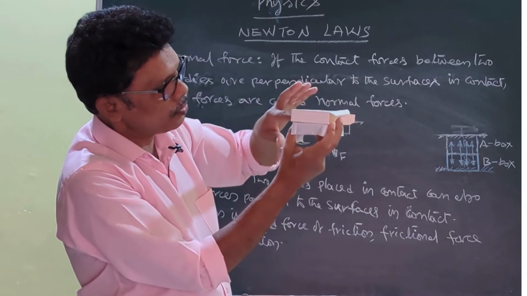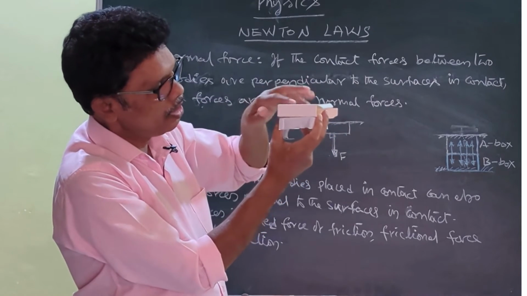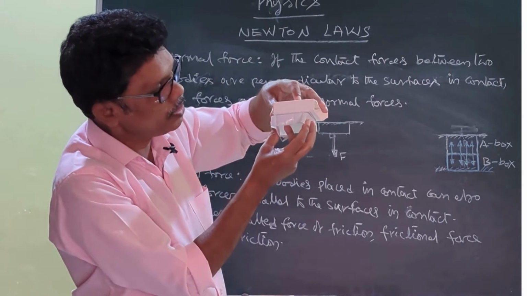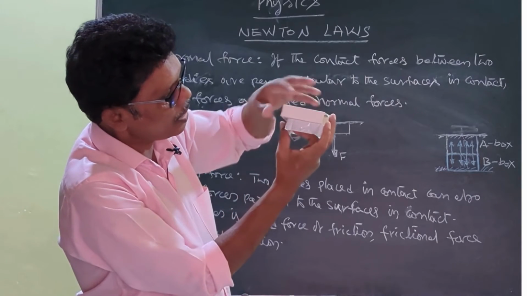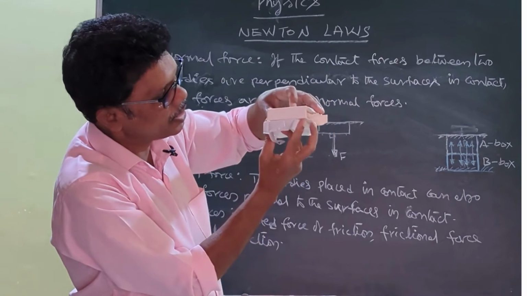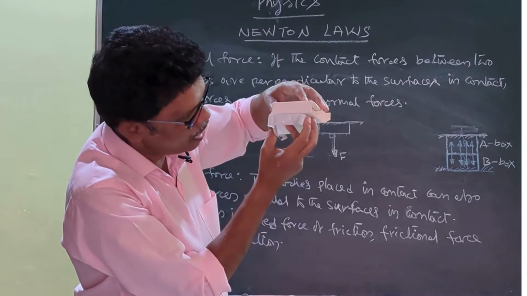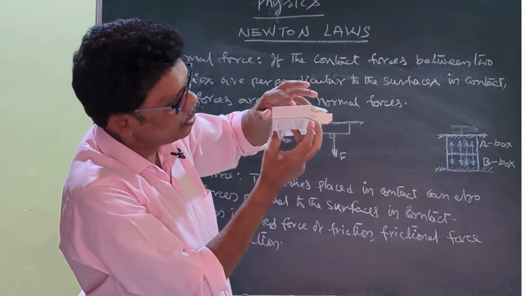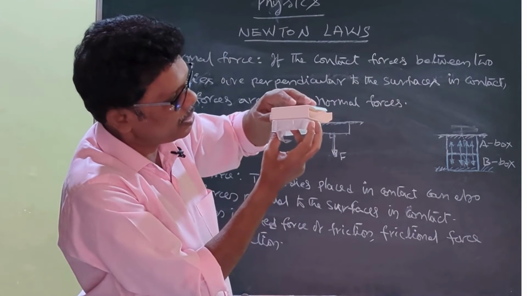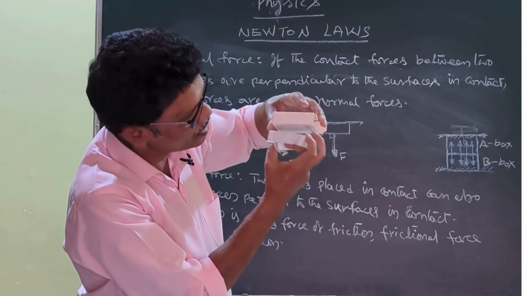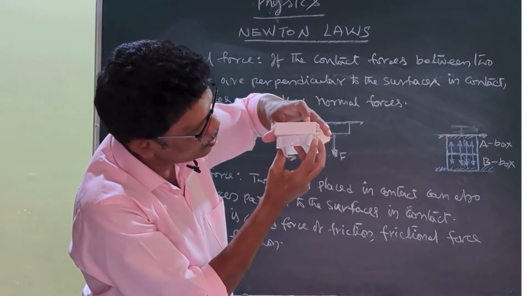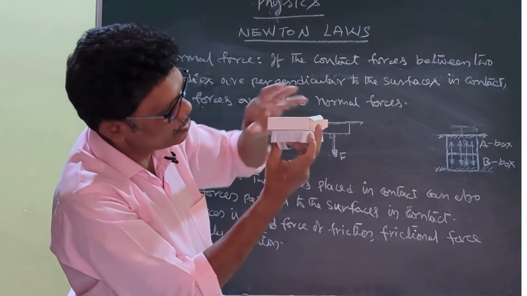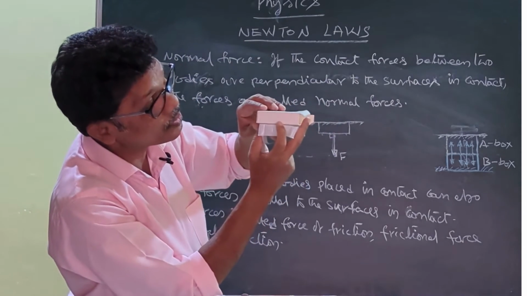Suppose you apply a force in this direction, the top block moves in this direction. At the same time, the movement of the top block is resisted by the bottom block, because it is not freely allowed to move on this surface. That force, in the opposite direction, is called the frictional force.